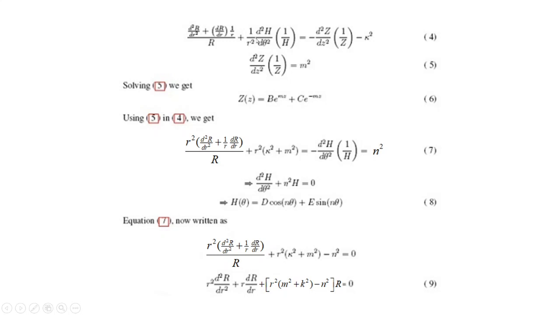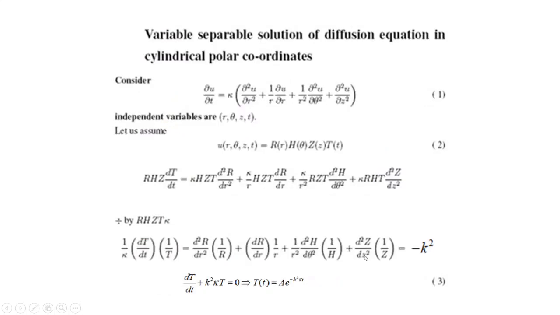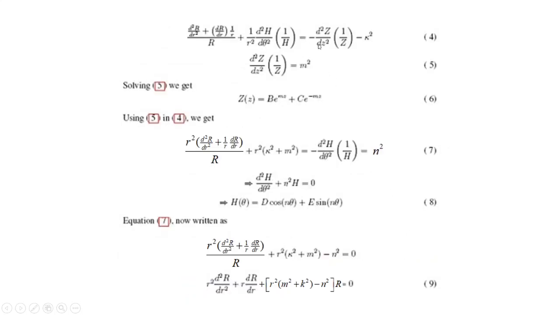Why it is being written here is, you can see that the last term of the second term of this equation is independent of R and theta. So it is a pure function of Z. So bring it to the other side. Already minus k square is there. So this is what you are going to get.